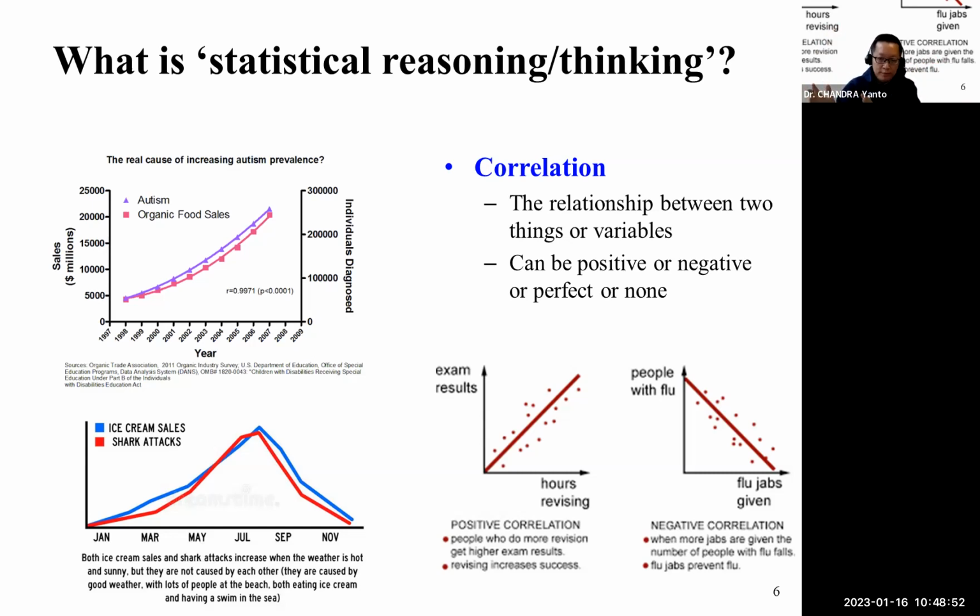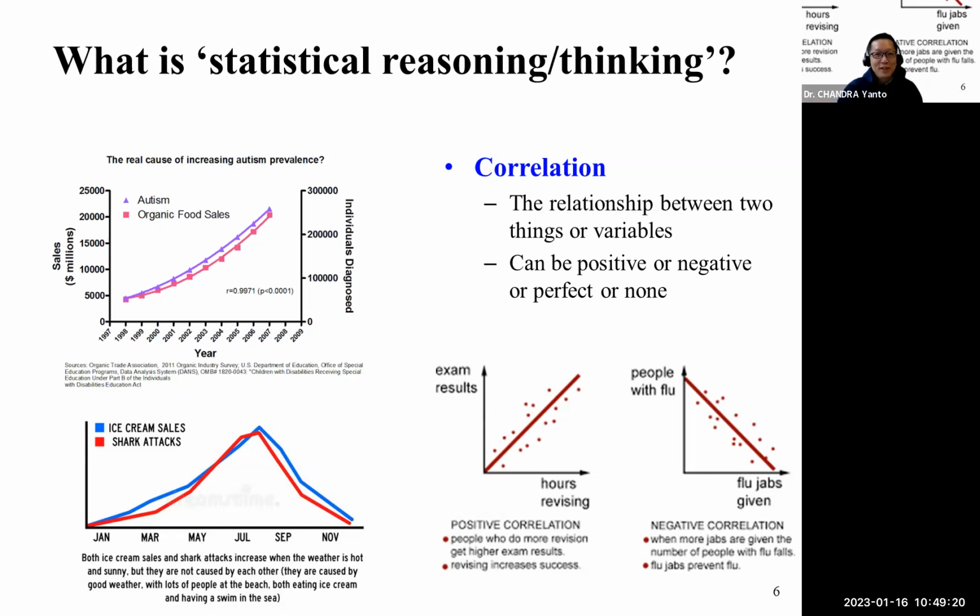Now, another type is, for example, how many people take flu vaccination, right? The result will be different because logically, the more people take flu vaccination, the smaller the number of people who get the flu will be. So it will look like this, right? There's one that is positive like this, and one that is negative like this, going down. But you can also see other kinds of correlation.